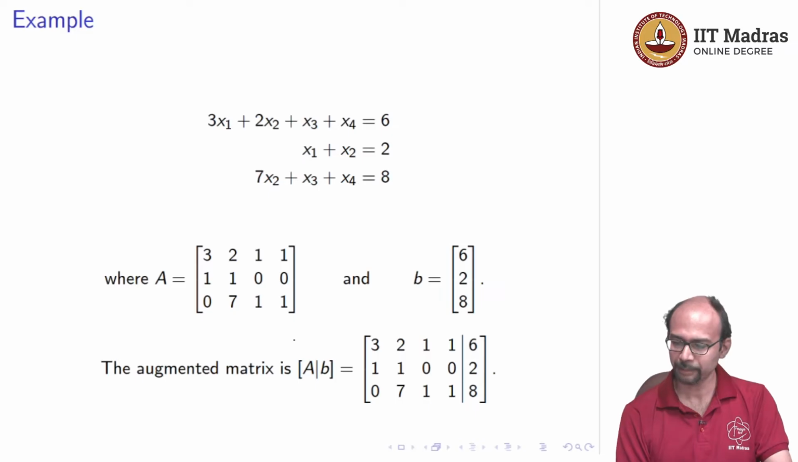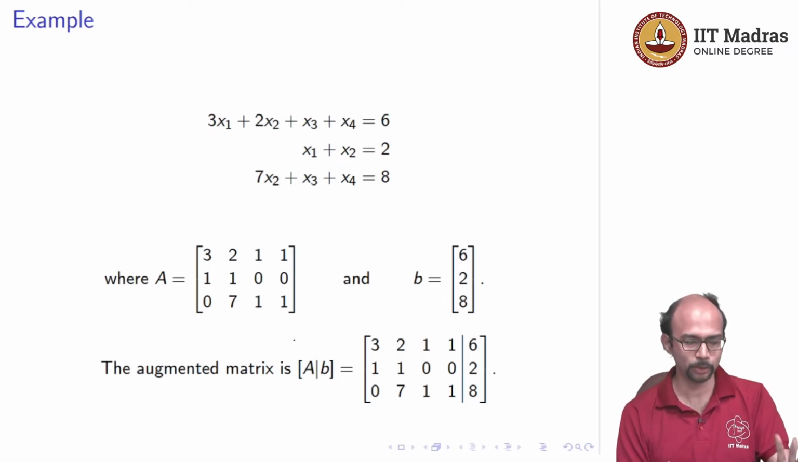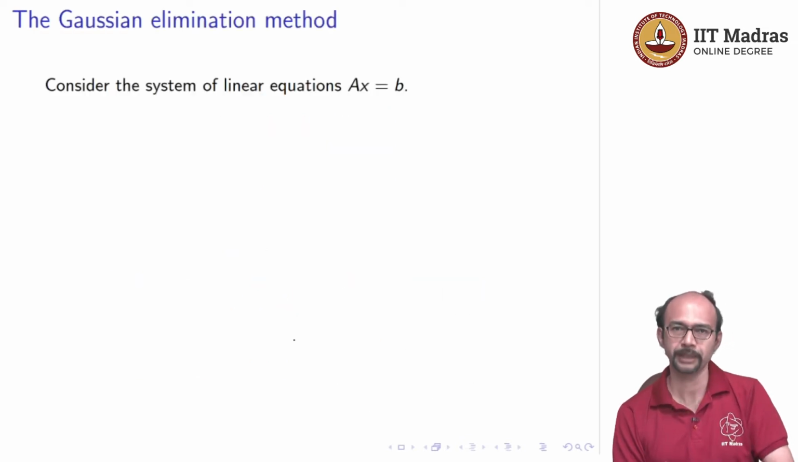Okay. So, what is the augmented matrix? You just take these two and put them together, but you put a line in the middle. This line is not part of the matrix, but it is something that you put to remember that on one side you have coefficients and on the other side you have the constants.